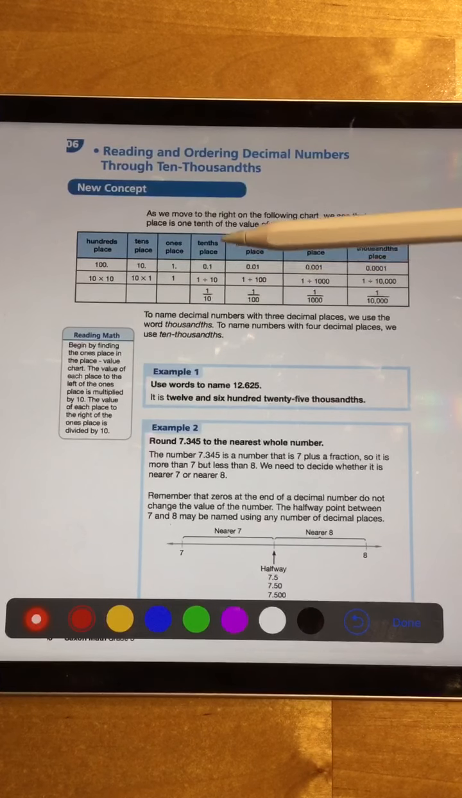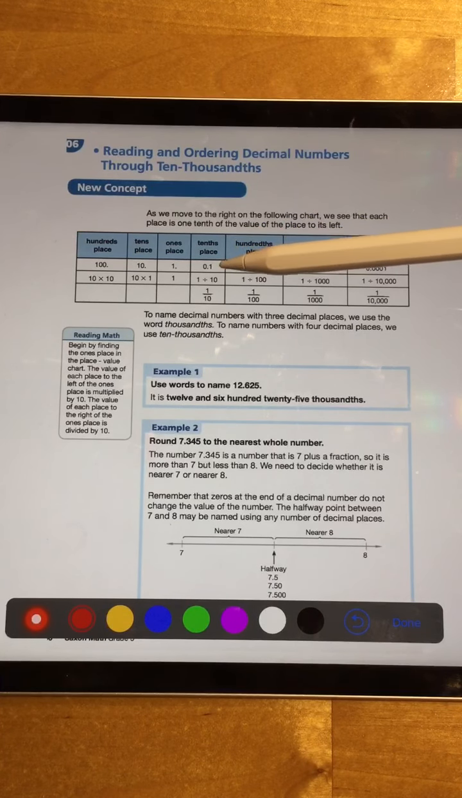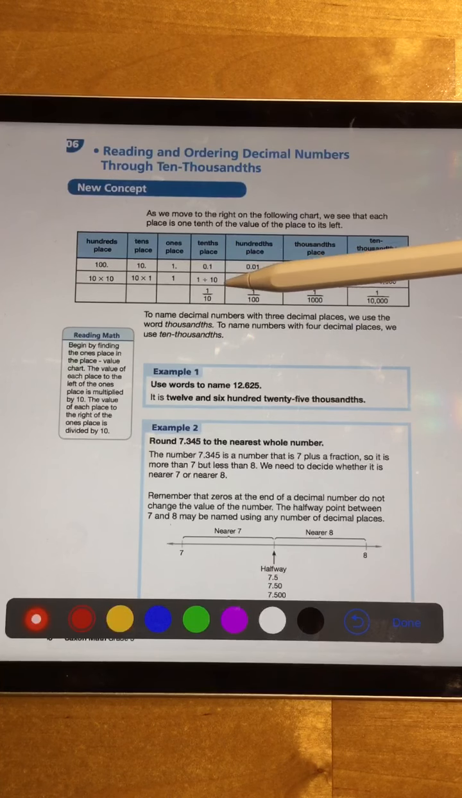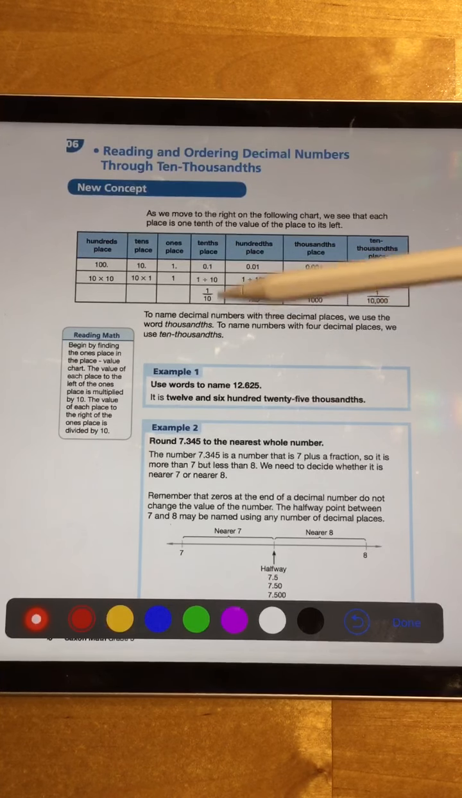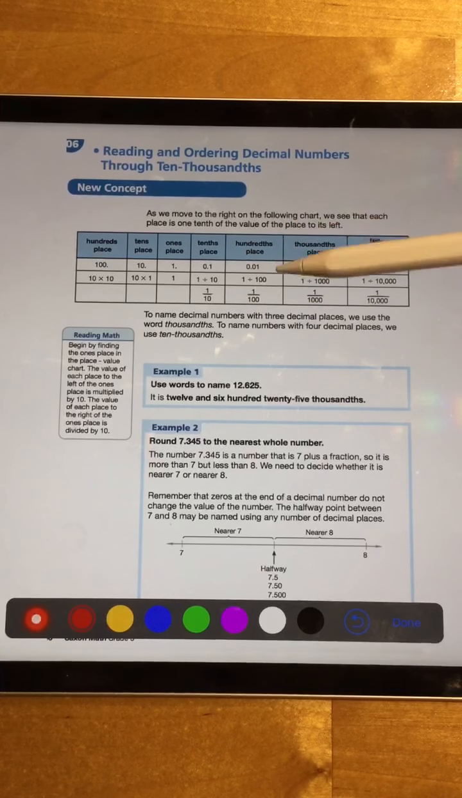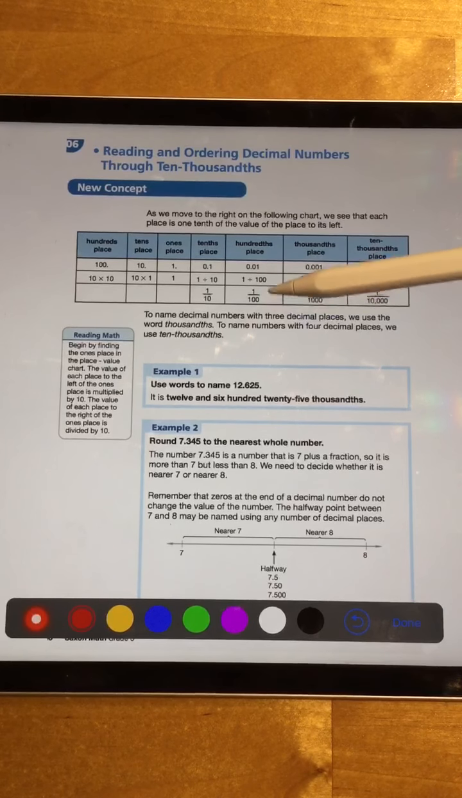Here we have the tenths place. We see where we put the THS on the end. This is after the decimal. 1 divided by 10 and 1/10. Here we have the hundredths place. We have the 1 in the hundredths place. We have 1 divided by 100 and 1/100th. We have the thousandths place. We have 1 divided by 1,000, 1/1000th.